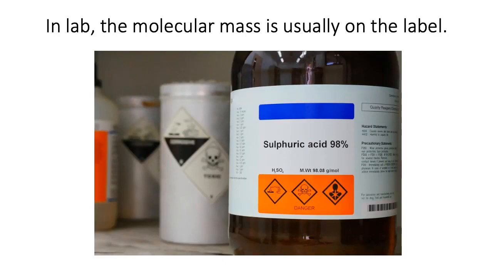When you're working in lab, if you're working with a substance, you can figure out the molecular mass using the periodic table, like we just did. For example, this is sulfuric acid, which is H2SO4. You could add up the masses of all the atoms, but usually the molecular mass is conveniently written on the label. So here it says MWT, that's molecular weight, 98.08 grams per mole. That's kind of another way of writing Daltons. So it's 98.08, and you don't have to do the math, so that's nice, but you can always do the math, double check too.